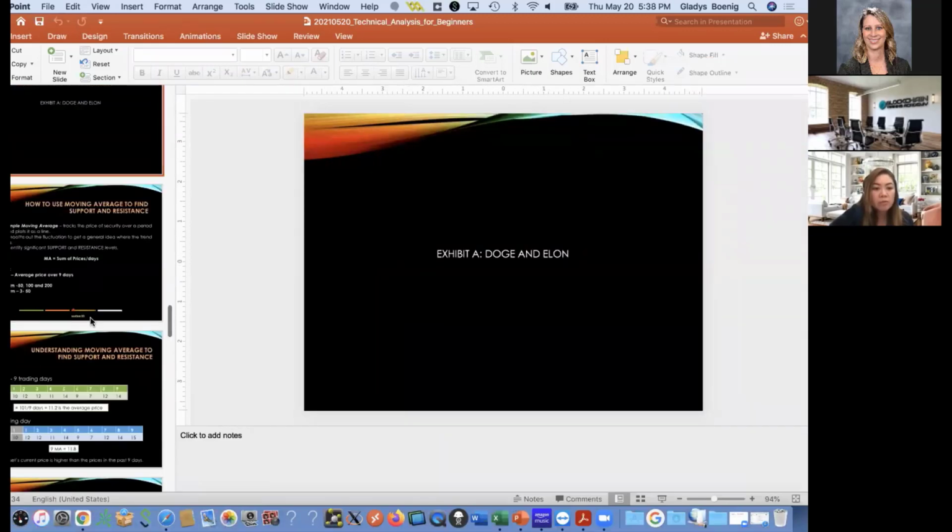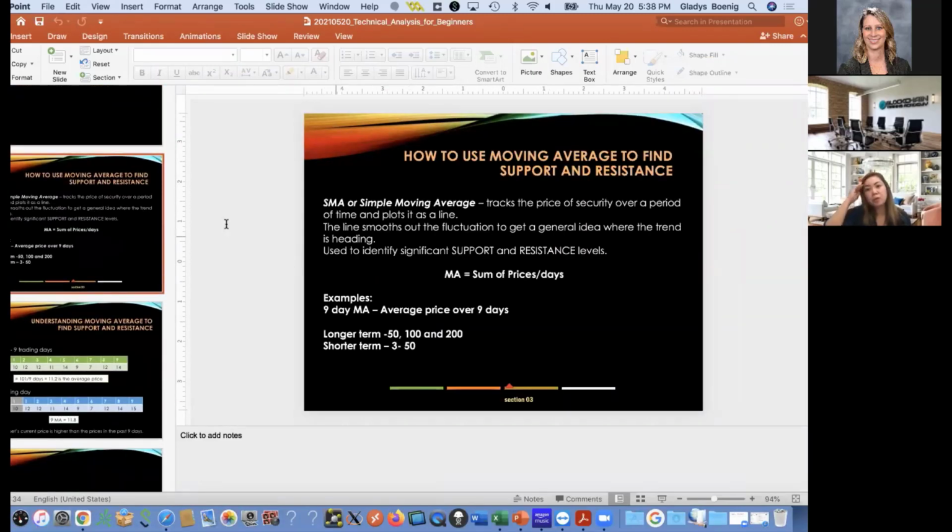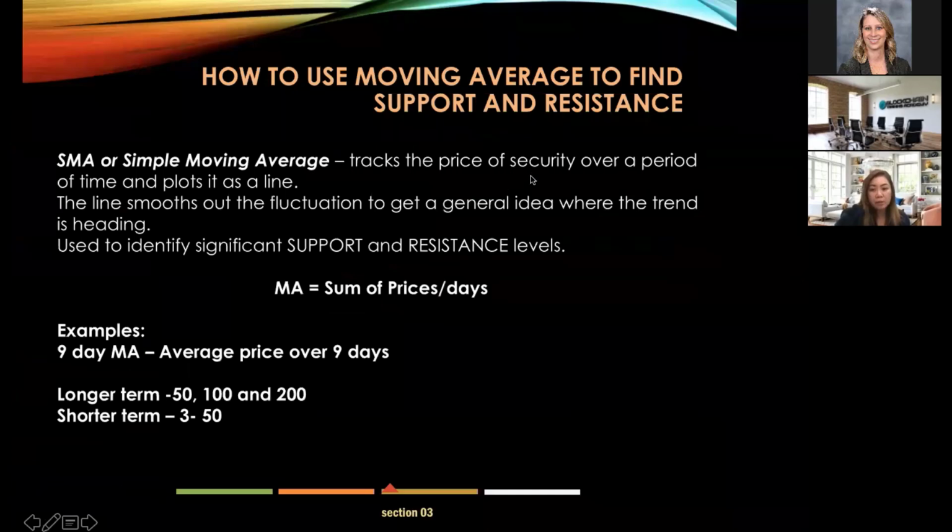Okay. So moving on, I'm going to talk about moving averages. Moving averages track the price of a security over a period of time and plot it as a line. This line is smooth and it fluctuates to give a general idea of the trend and where it's heading. This is used to identify, again, the support and resistance levels, because that is what traders are looking at, right? This is where we're going to buy at the support and sell at the resistance. The moving average formula is the sum of prices divided by the number of days.